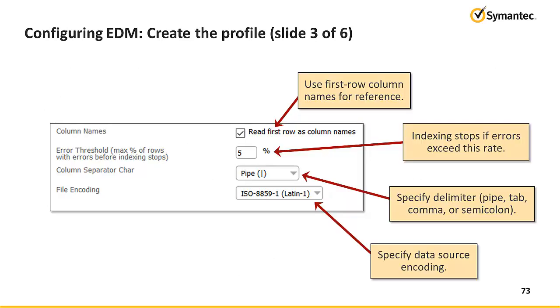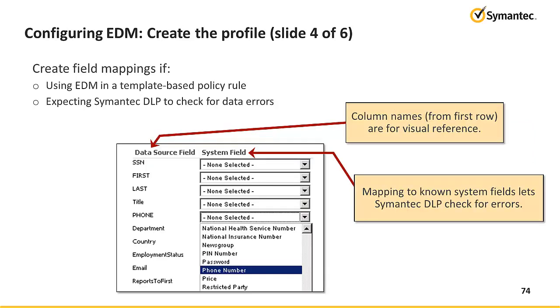After the data source has been configured, you can set additional profile options as needed, such as mapping column headings in the data source to data source field values in the EDM index, or performing error checking during the indexing process, or choosing a character that serves as the delimiter in the data source, etc. Symantec recommends creating the field mappings if you are using EDM in a template-based policy rule, or if you are expecting Symantec DLP to check for data errors.